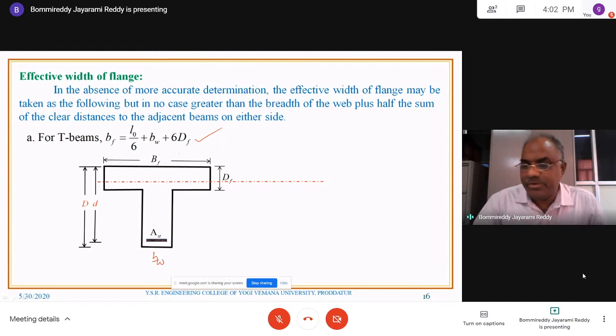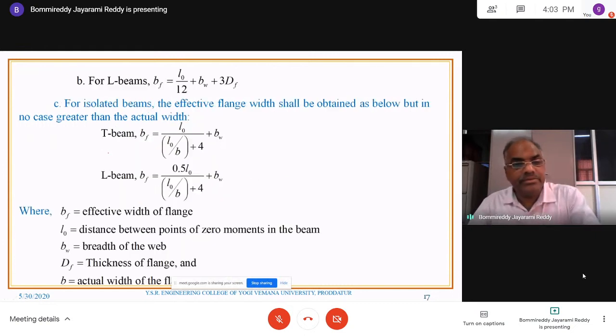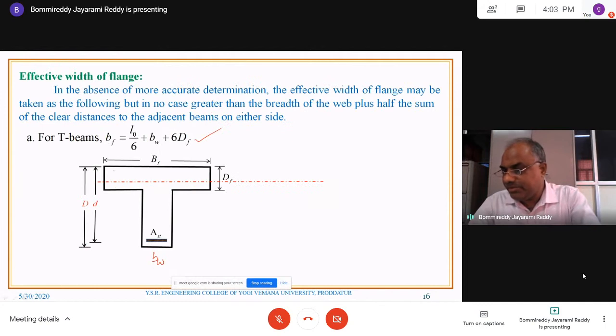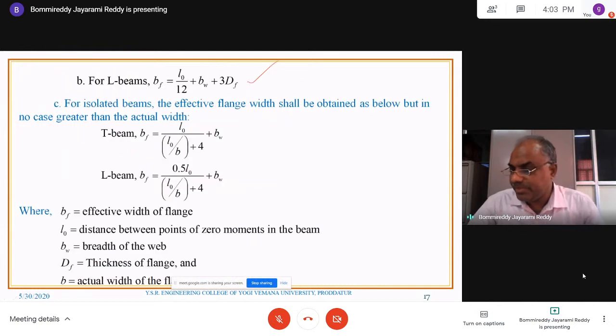Sometimes it may be a numerical question: for certain data, what is the effective width of the flange? That may be the question. Or it may be for L beams. For L beams, it is the same as the previous one with minor changes. Because a T beam has flanges on both sides, BF will be equal to L0 by 6 plus BW plus 6DF, whereas if it is an L beam, it is L0 by 12, and instead of 6DF, it is 3DF. So this is for L beams.